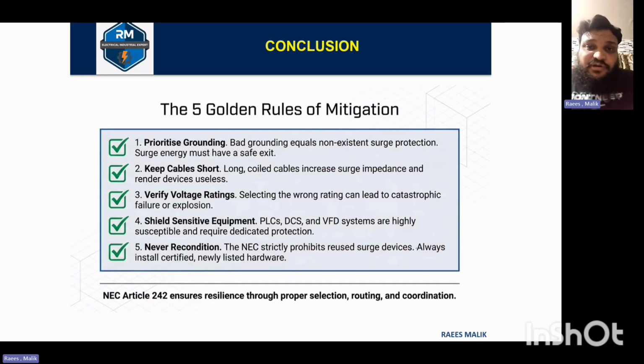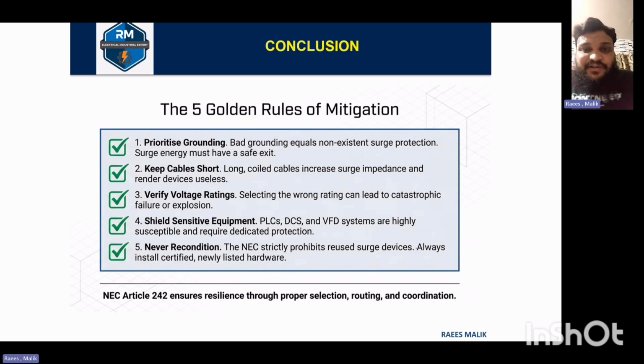So when it comes to conclusion, we can learn from this article the 5 golden rules of mitigation. Number 1, prioritize grounding. So we learned that bad grounding equals non-existing surge protection. Surge energy must have a safe exit with low impedance to the ground and with appropriate installation of the SPD device. Number 2, keep cable short.